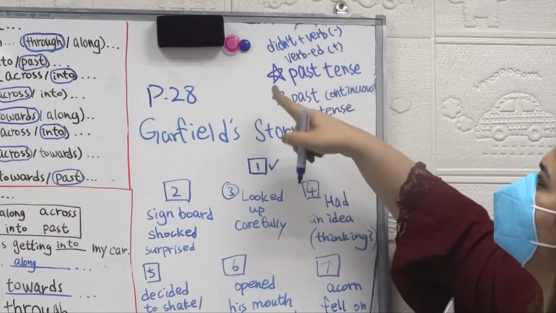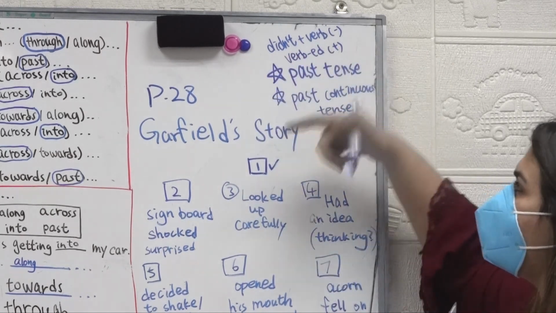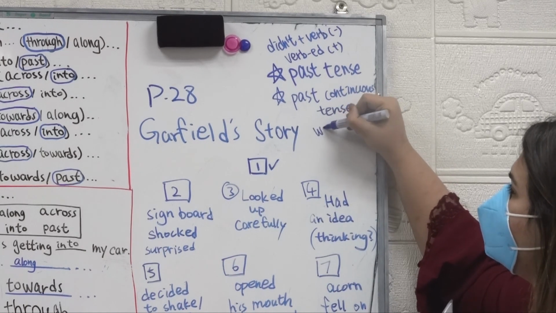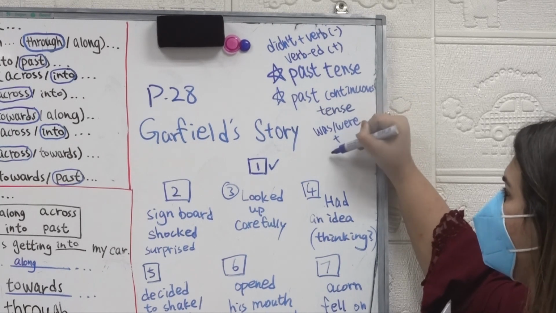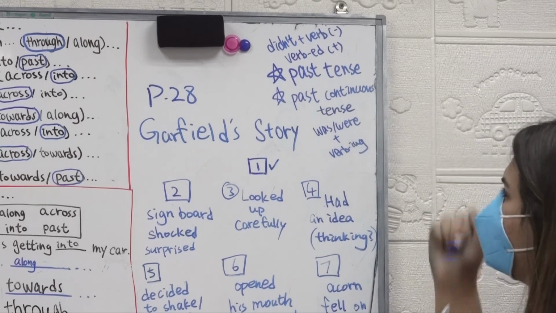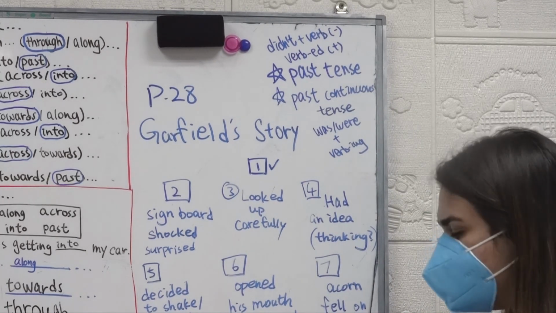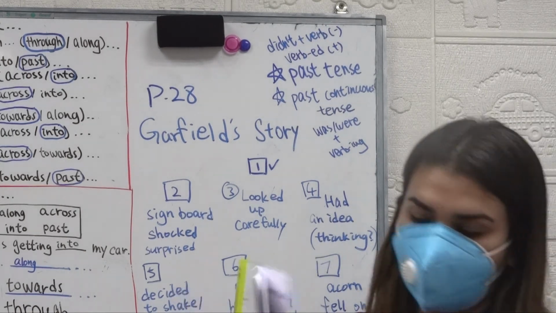Remember, I don't want to hear not played. Okay? That is didn't play. Okay? Next one. Past continuous tense is was, were, and then verb plus ing. Remember that. So I've given you lots of ideas, right? So please use your own idea and write a paragraph about Garfield's story today, okay? Yeah. So that's your homework.